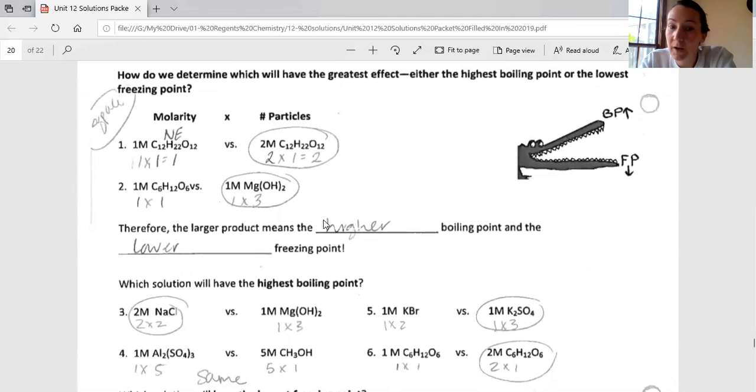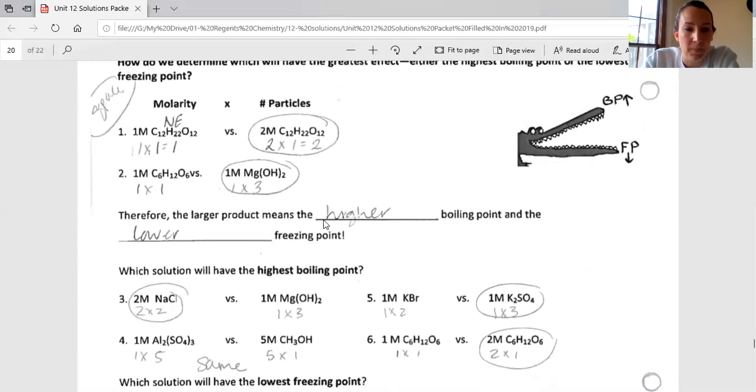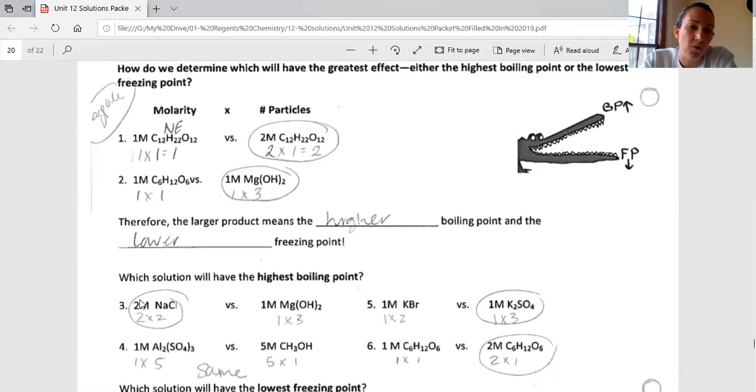Okay, so you should have done this on your own. Molarity times the Van Hoff factor: 2 times 2. I got 2 from this because it's an electrolyte. 1 times 3, Mg(OH)2. So when I multiply, I get a 4 here and a 3 here. 4 is greater than 3, so that is your answer for number 4.